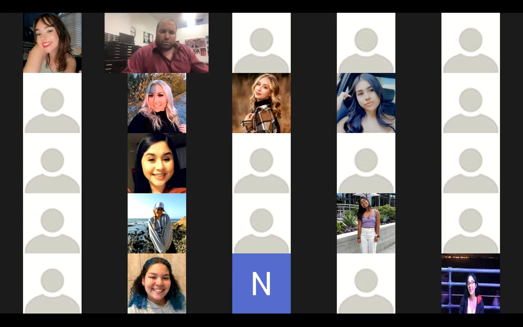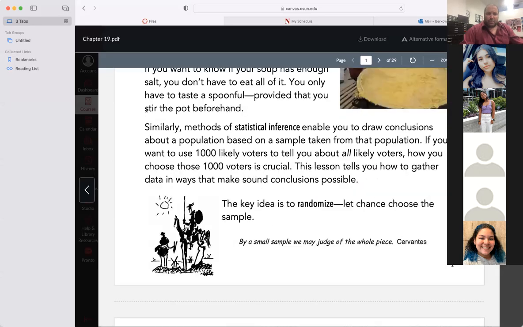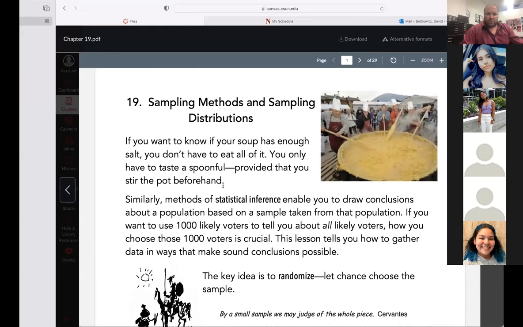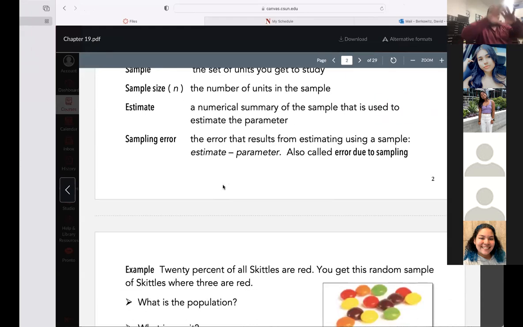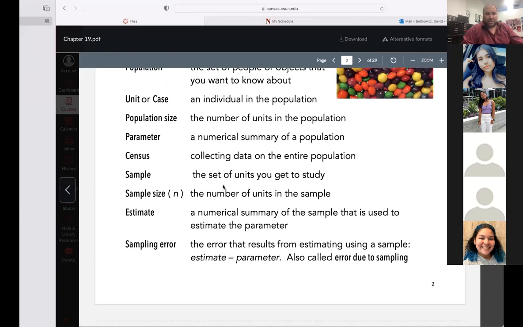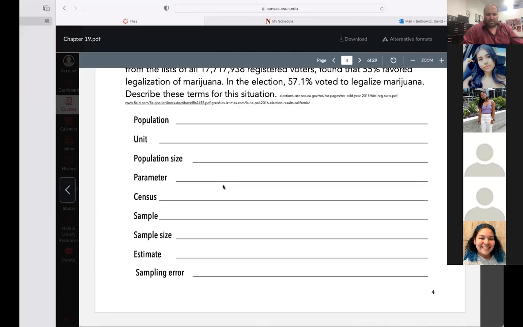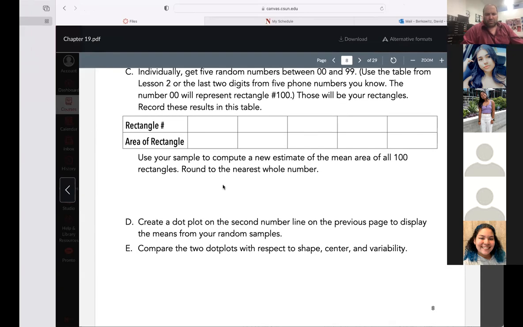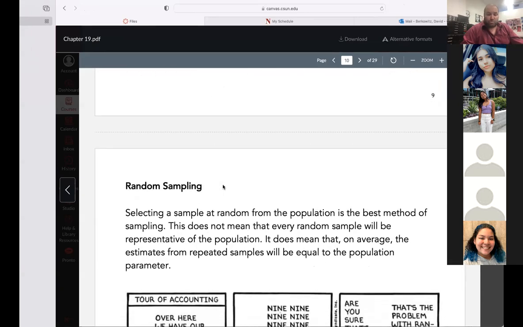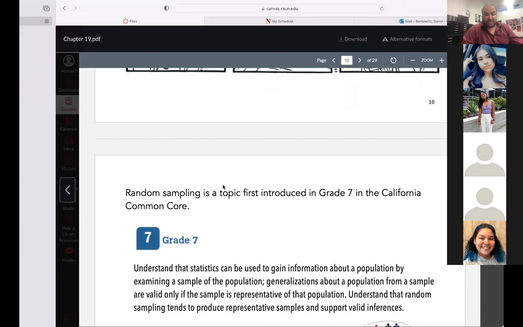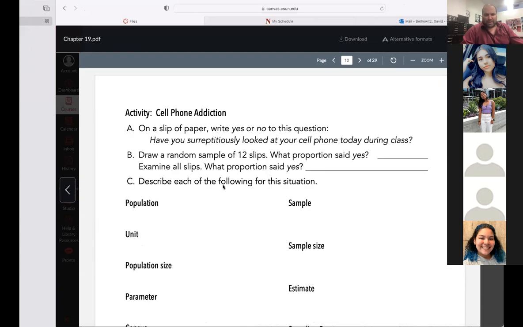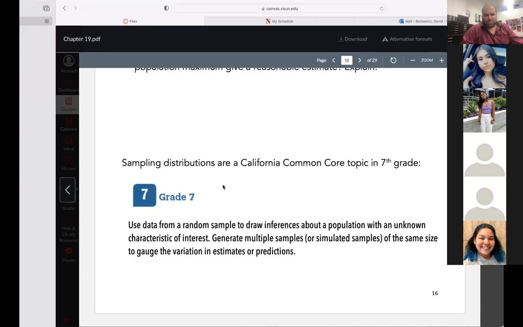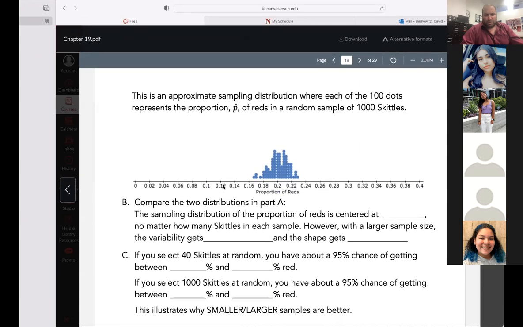But we are currently working on chapter 19, sampling methods and sampling distributions. We last time talked about the difference between samples and the population from which the sample comes, sample size, sample error. We had some examples. We did some methods of sampling and talked about various ways of sampling that are good versus bad. Random sampling is the best. And we definitely did this one here. Oh, I remember that one.